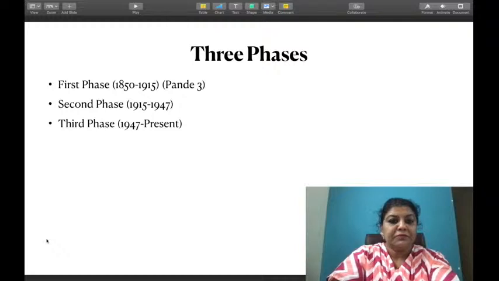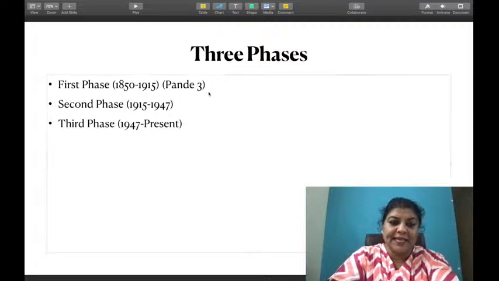Now, there are mainly three phases in Indian feminism. The first phase is 1850 to 1915.